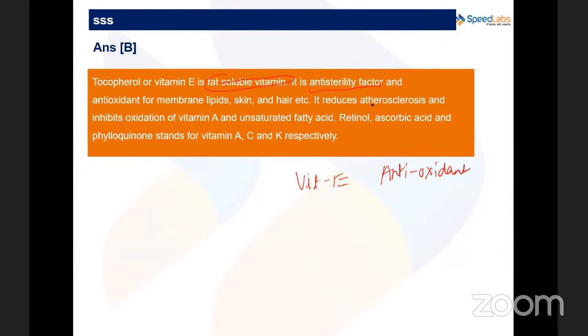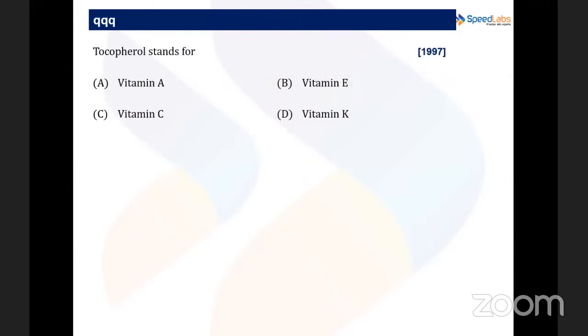And it reduces atherosclerosis and inhibits oxidation of vitamin A as it is an antioxidant. So it inhibits oxidation of vitamin A and unsaturated fatty acid. Now let's look at the other options. Vitamin A, it is retinol.